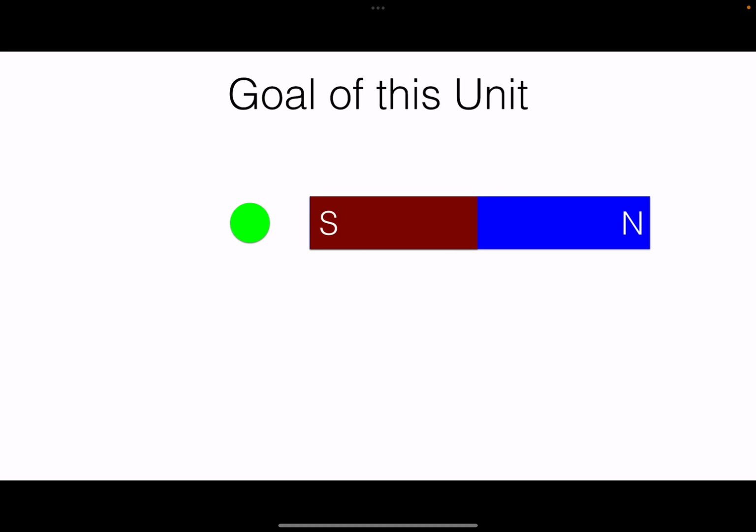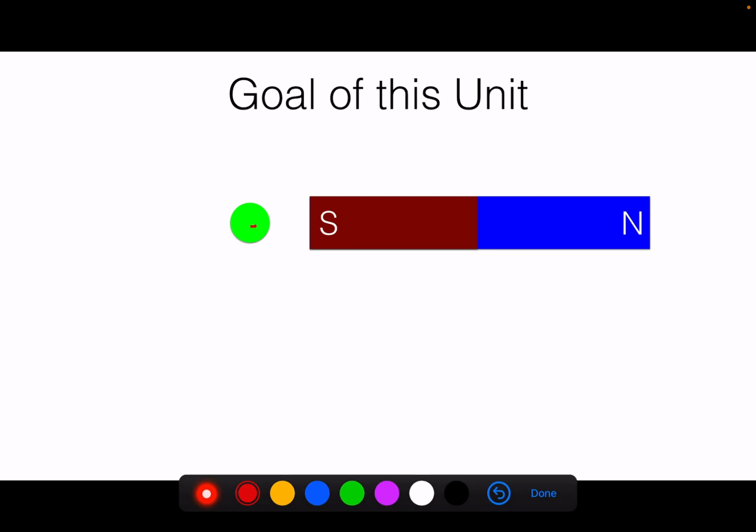So here is our goal for the unit. You should probably draw this out just so you have a little sense of what we're trying to do. We're going to take a charge like an electron that is at rest, and we're going to try to use magnetism to get this electron to move. So somehow we need to get charges to move using magnetism. That is the goal of the unit.